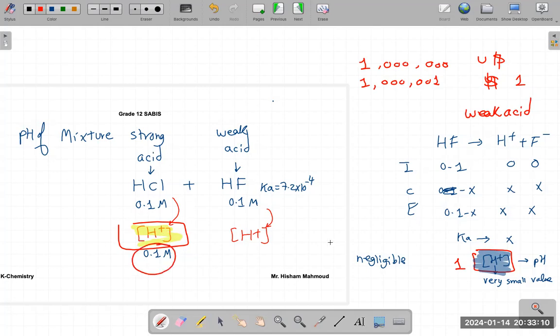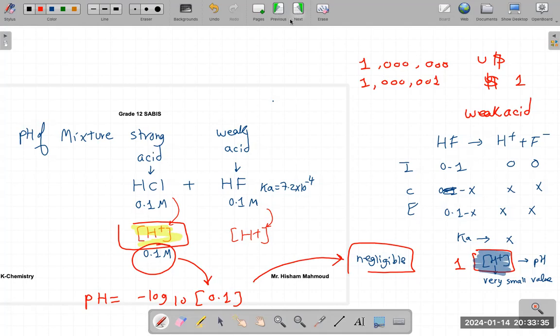So when you are trying to calculate the pH, you will use the strong acid. You will use pH equal to negative log 0.1. What about that one, mister? Why did you ignore that one? Because that number is very small compared to that number. If you even find it, you will see that the pH is not affected much by that one.